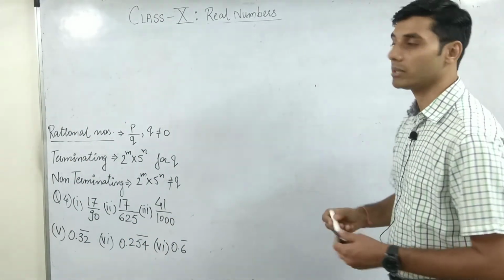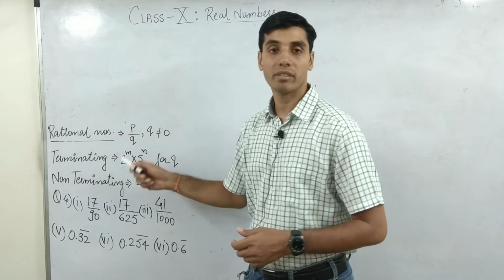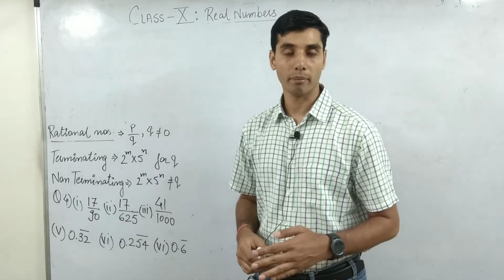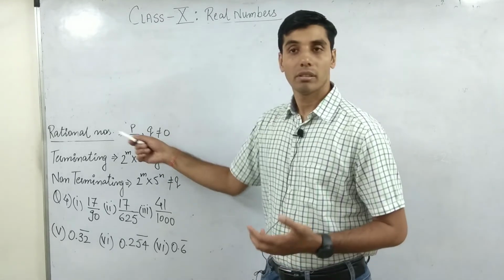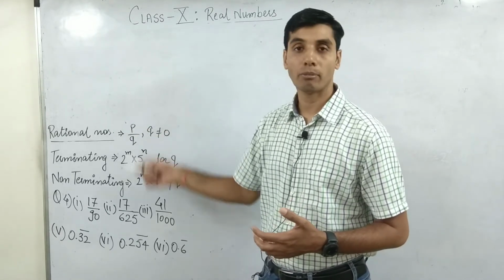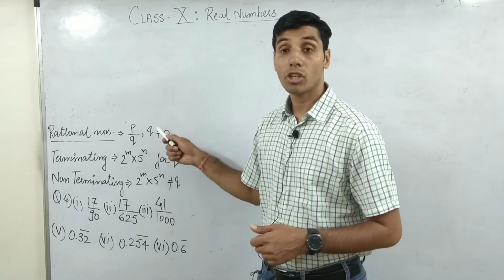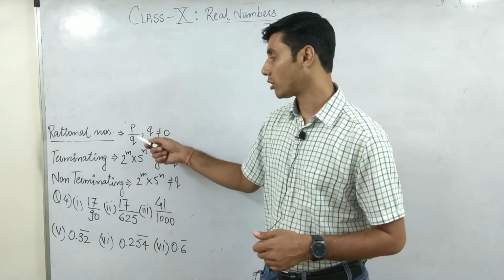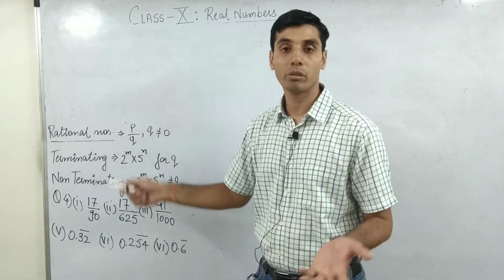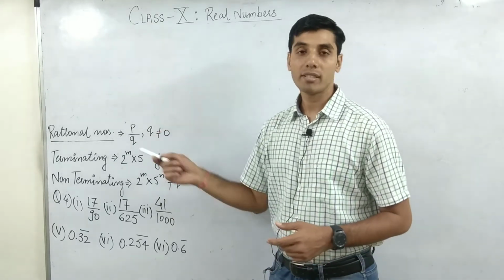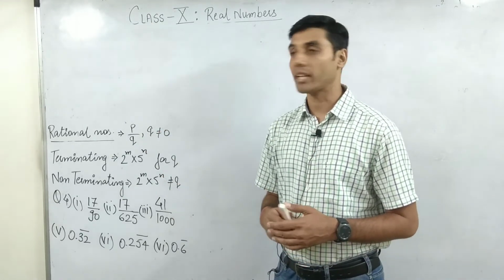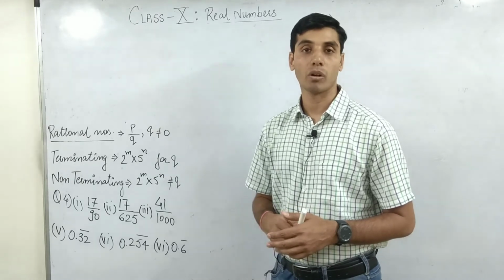So what are rational numbers? Rational numbers are always written in the form of p upon q. Every decimal number can be a rational number. A rational number can always be written in the form p upon q, where q is not equal to 0. Common sense, because if q is equal to 0, this becomes not defined. The answer will be infinite.